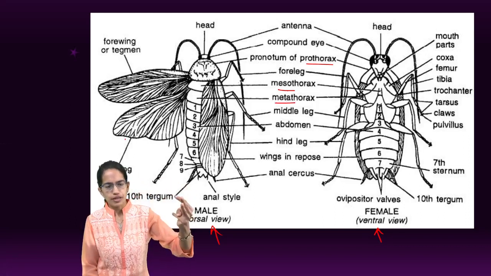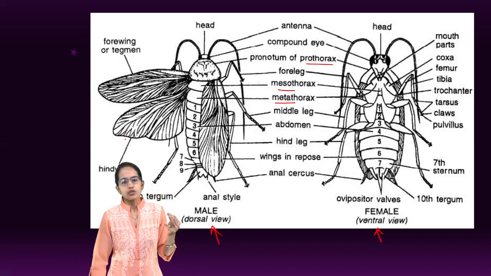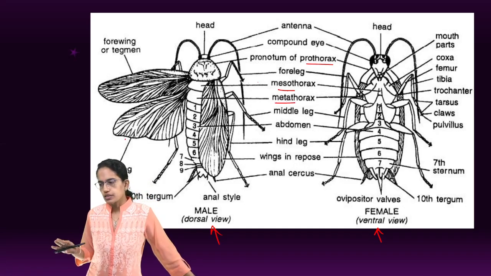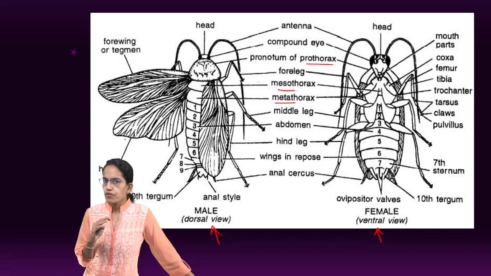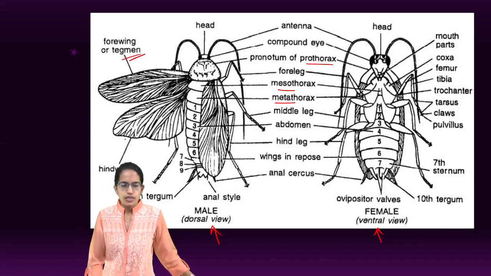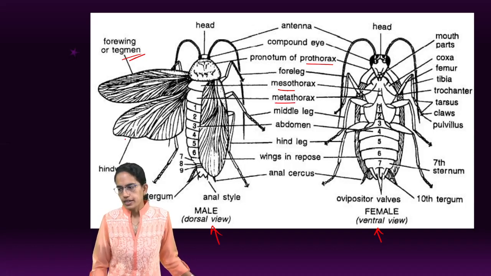The first pair of the leg is present on the prothorax and that is called as the foreleg. Right. So, those are some of the important components of the thorax. Now, the forewings are also known as tegmina. The next is the abdomen. In abdomen, there are 10 segments.